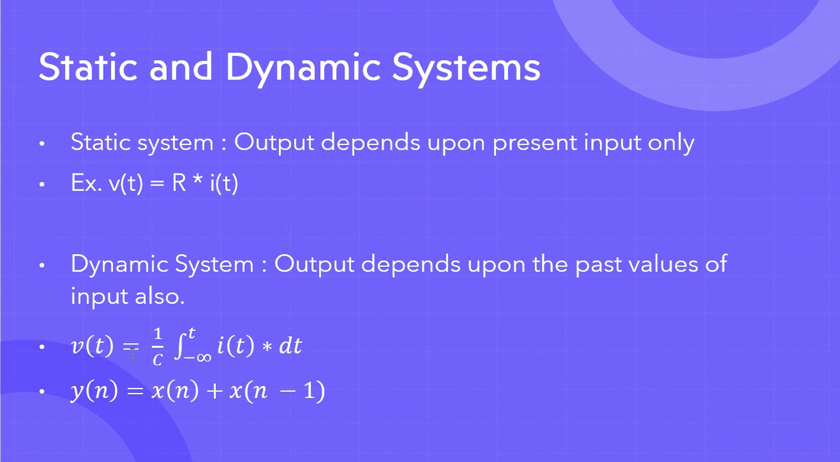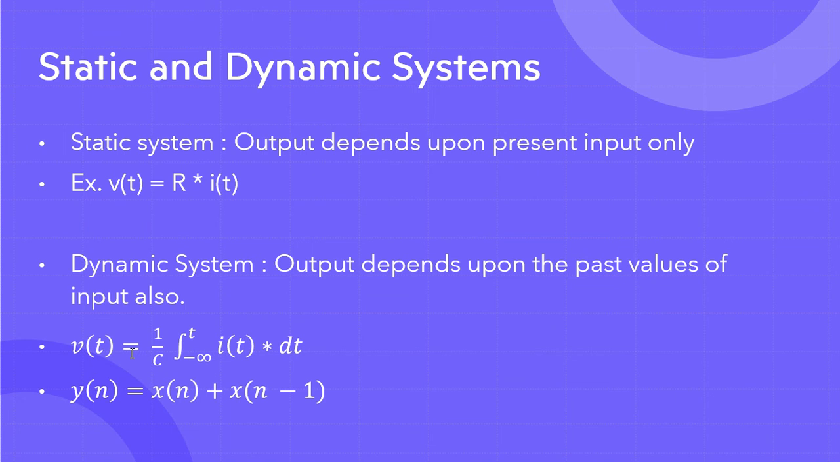How is my voltage coming, right? The voltage across the capacitor depends on the present values and the past values, right? Because if it was only the present value, the integration wouldn't be here. We are also considering the past values of current, and because of that we have the integration sign. What does integration indicate? Integration indicates a system with memory.